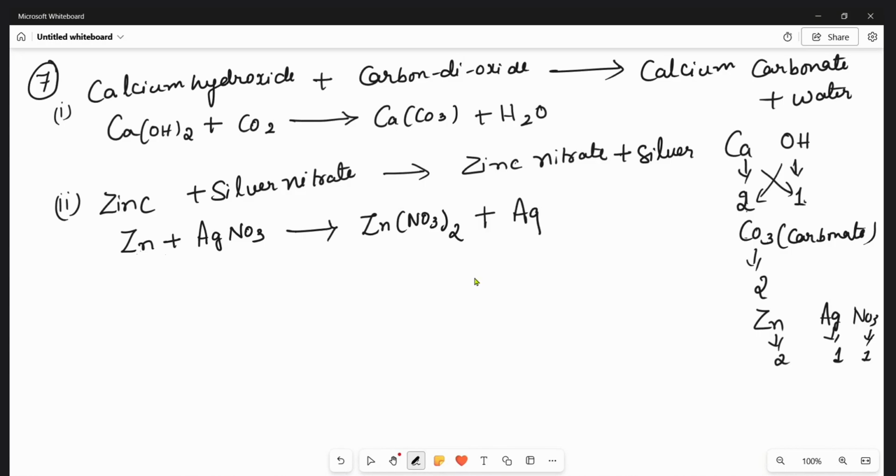Okay, what type of reaction is this? Yeah, correct. Displacement reaction. Zinc displaces silver in silver nitrate. Next.